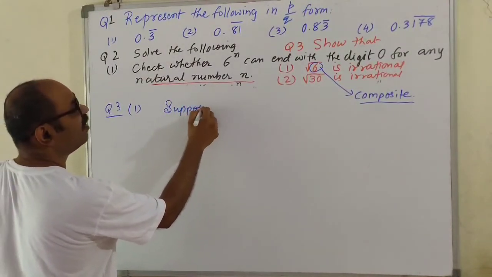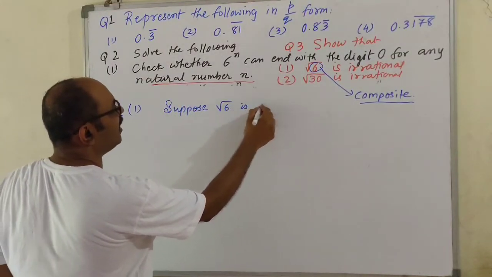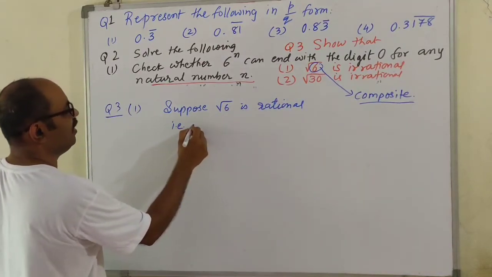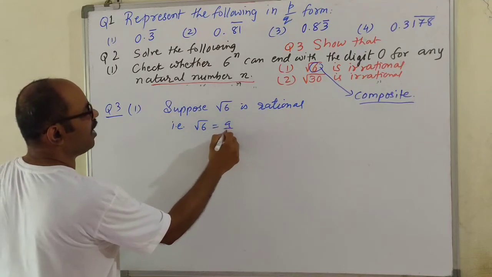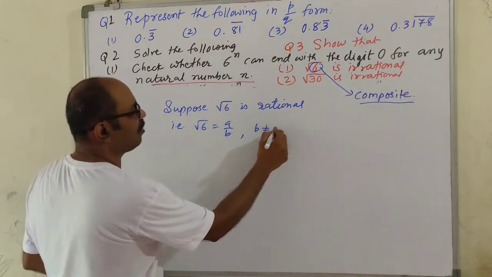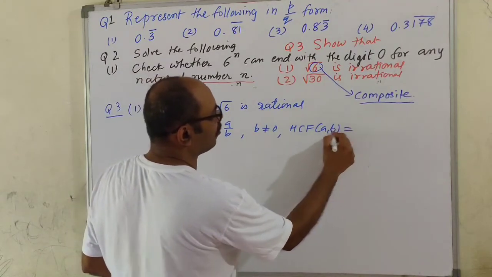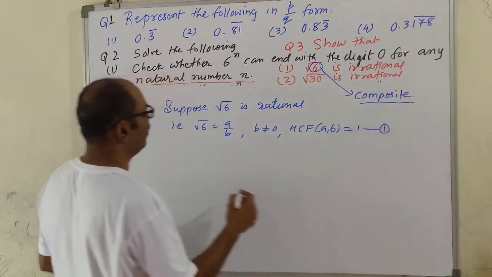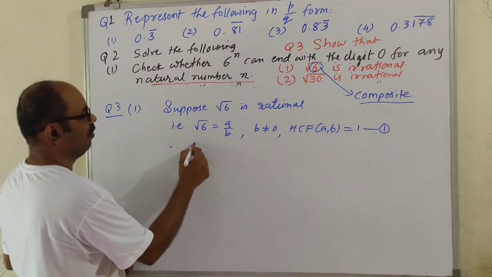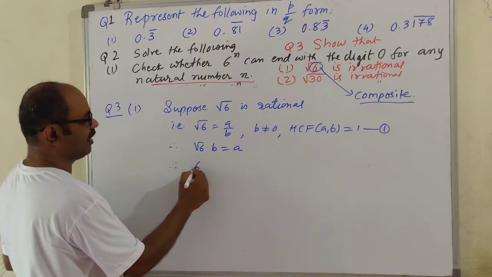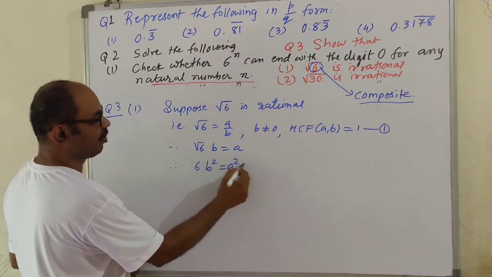Suppose root 6 is rational, i.e. root 6 is equal to a upon b, where b is not equal to 0, and HCF of a and b is equal to 1. We call this Result 1. Therefore, root 6 into b is equal to a. Squaring both sides, 6b square is equal to a square.